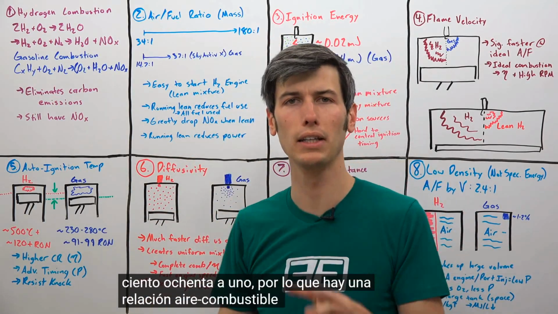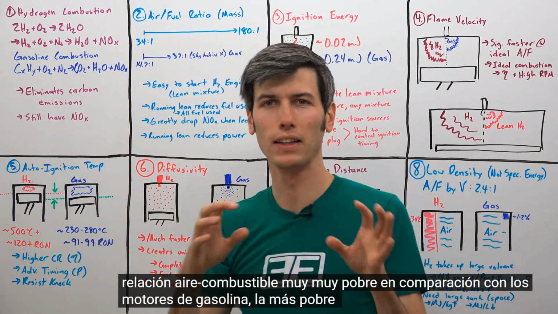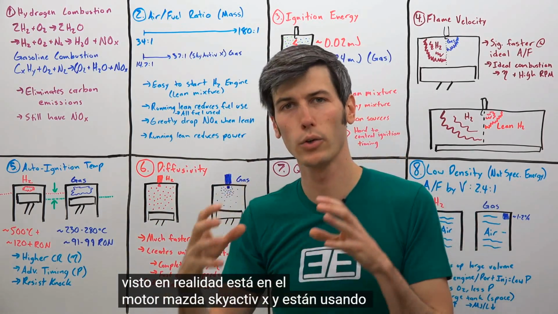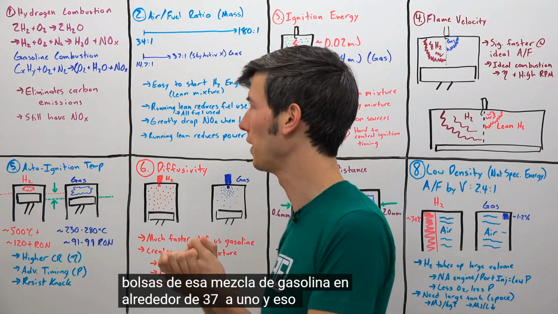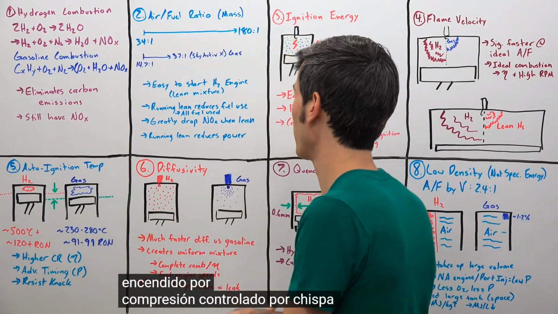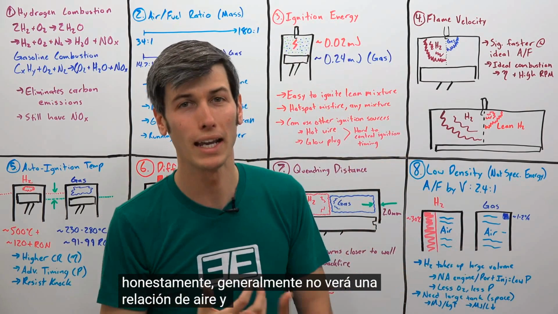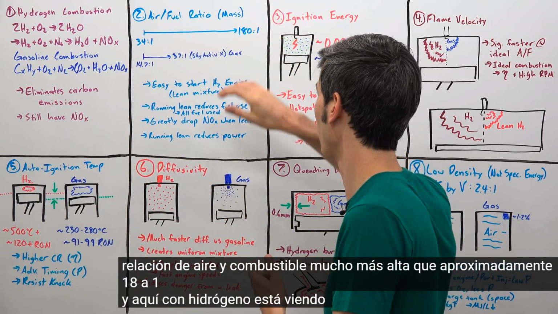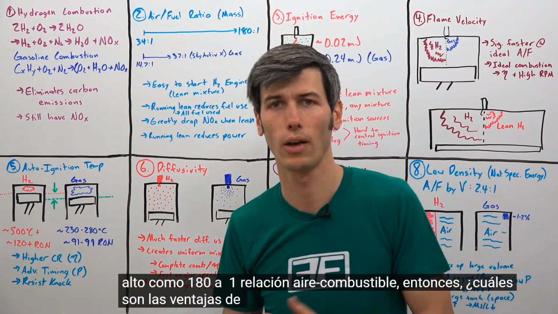So a very, very lean air-fuel ratio there, versus in gasoline engines, the leanest I've ever seen is actually in the Mazda Skyactiv X engine, and they're using some pockets of that gasoline mixture at about 37:1, and that's using compression ignition, spark controlled compression ignition to do that. So that's the highest in gasoline. Honestly, you generally won't see much higher than about 18:1 air-fuel ratio, and here with hydrogen, you're seeing as high as 180:1 air-fuel ratio. So what are the advantages of this?